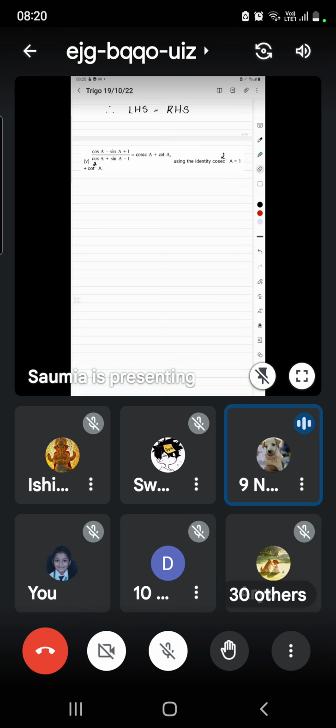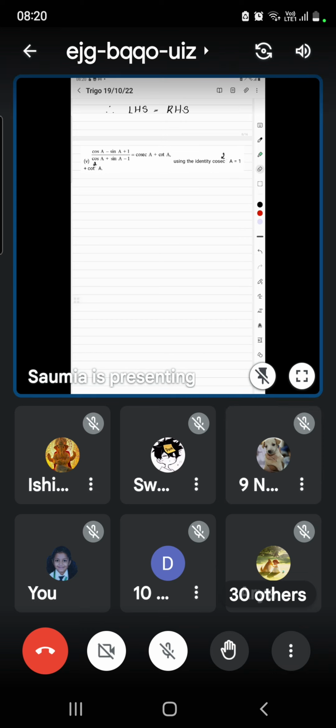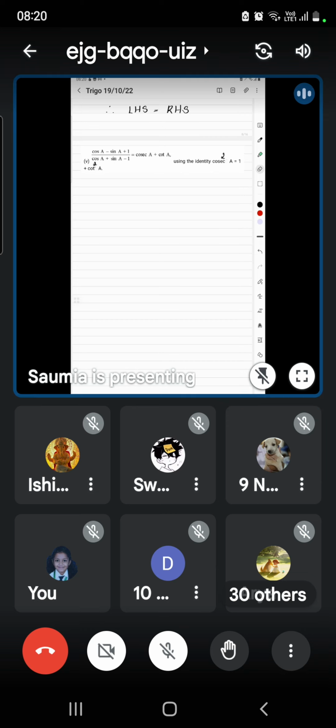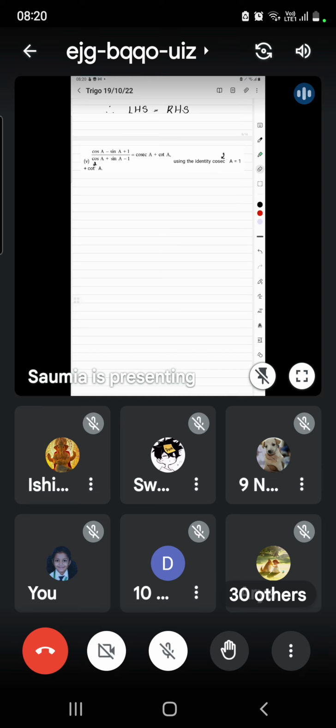I'm squaring both sides. We cannot square both sides because we are actually proving that they are equal. Right? If we already know that they are equal, we can square. But here, the question says prove that these two are equal. So we cannot square on both the sides. Yes, but keep thinking like this.